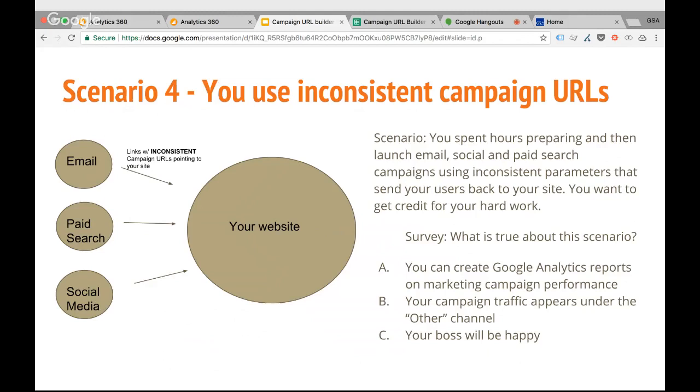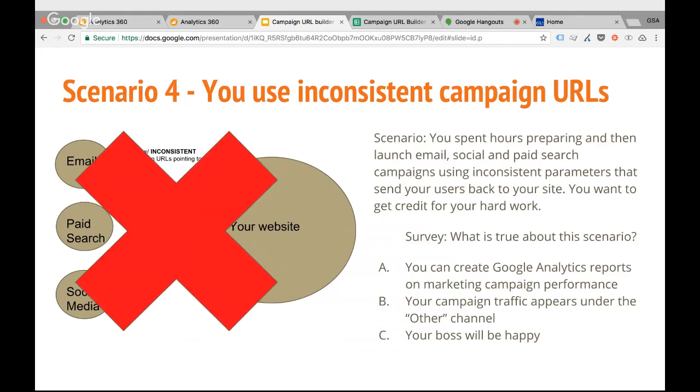In this scenario, this is also bad. Now, you can create Google Analytics reports on marketing campaign performance, but you will have to create complicated reporting that does not roll up to email. You'll have to look for green apple in your medium. Because you didn't abide by Google Analytics rules, you will be forced to create custom reports on values that you may not even remember why you used.